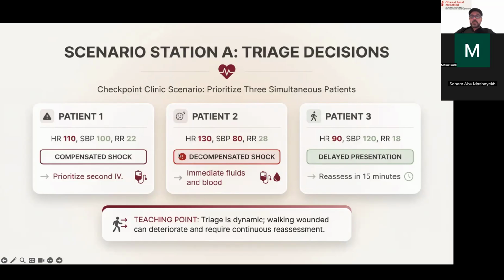Number three, if the heart rate is 90 and the blood pressure is still elevated, well, it's just a delayed presentation, but honestly, the patient is still doing okay. You have time. The teaching point is the triage is dynamic.